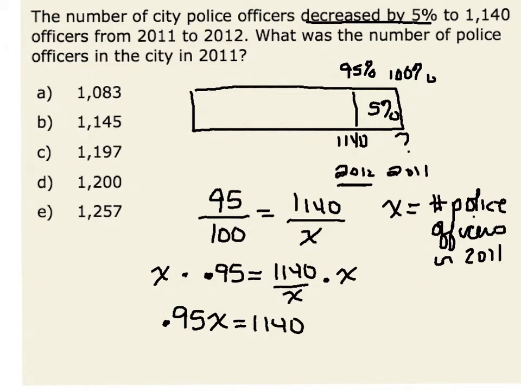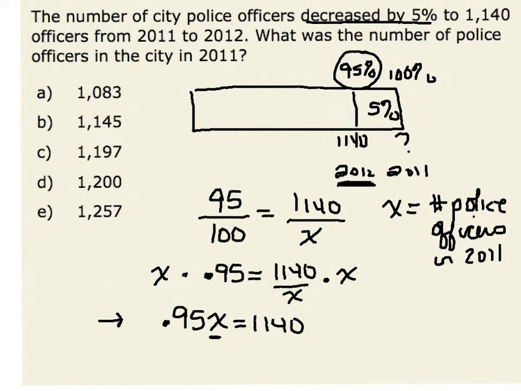Let's take a moment to investigate this equation. Remember, we knew that our 2012 value was 95% of our 2011 value. Therefore, we know that 95% of our 2011 value, or 95% of x, is equal to 1,140, which is what our equation tells us.